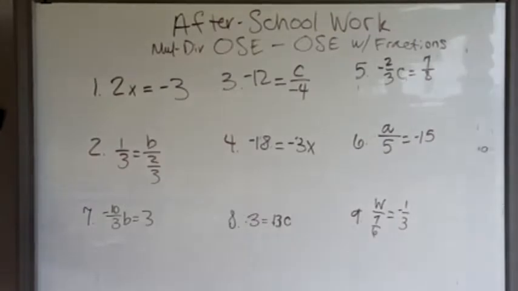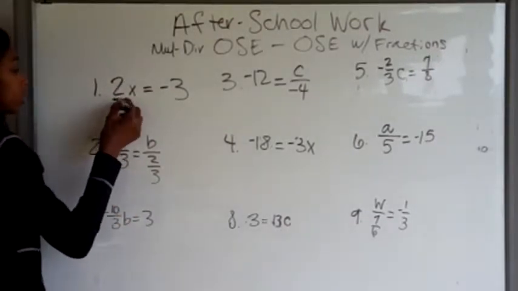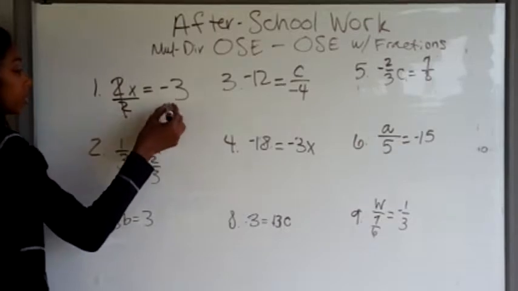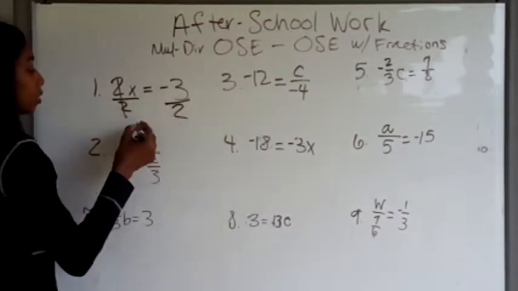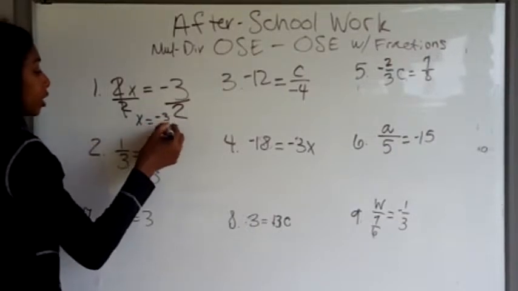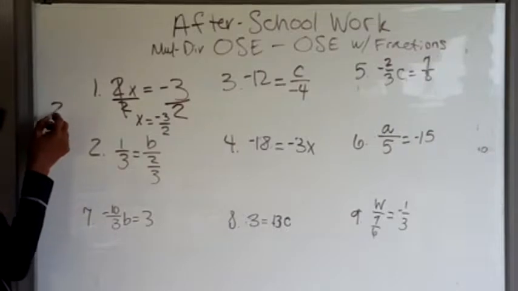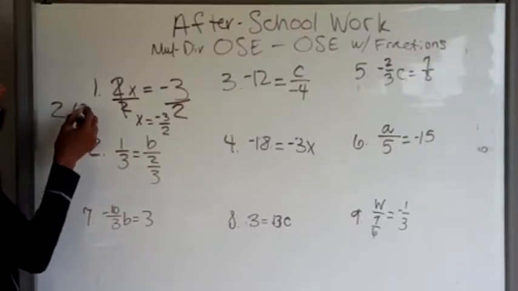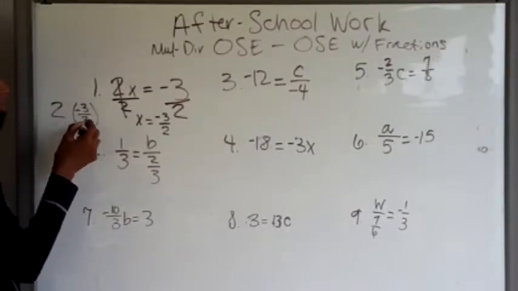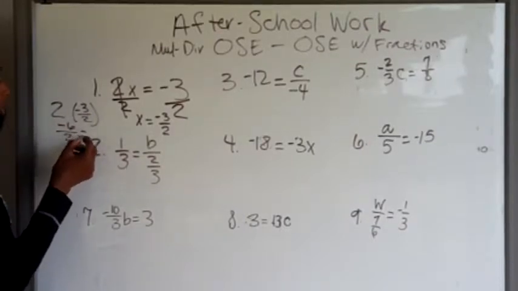Alright, so for the first one we had 2x equals -3. So to get the variable alone, we're gonna divide by 2. We divide by 2 on this side as well. So x equals -3 over 2. If we plug in our answer to our original equation, we have 2 times -3 over 2, which is going to be -6 over 2, which is equal to -3.